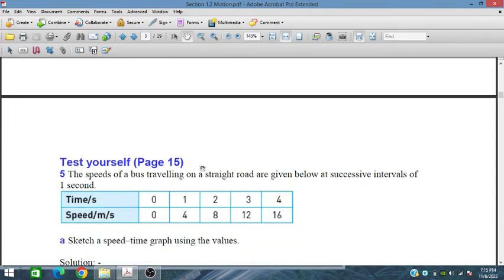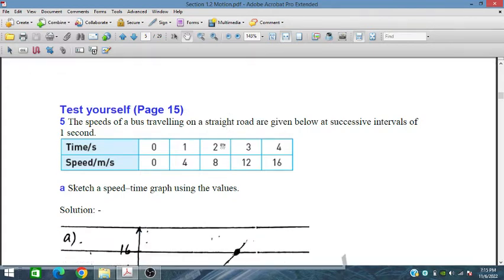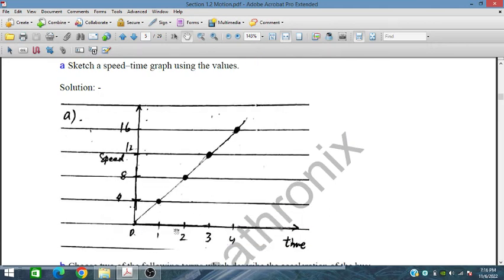Now test yourself, page 15 of the book. Here we have the speed of a bus traveling on a straight road given at successive intervals of 1 second. At time 0, speed is rest, 0. After 1 second, speed is 4 meters per second. After 2 seconds, it is 8, after 3 seconds 12, after 4 seconds 16. So speed is increasing, which means acceleration is there.